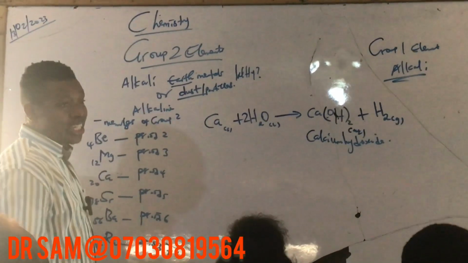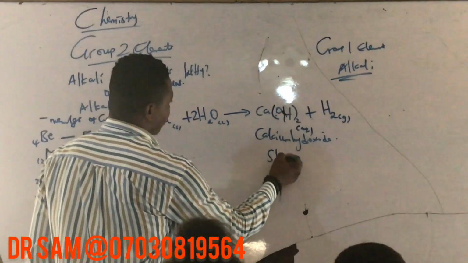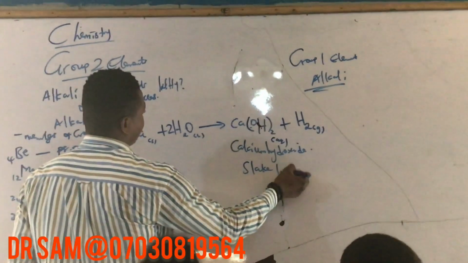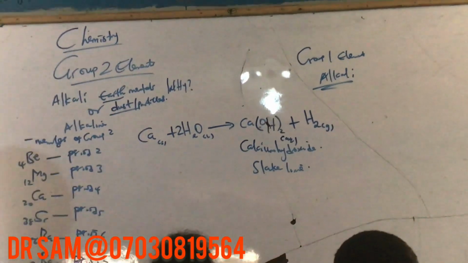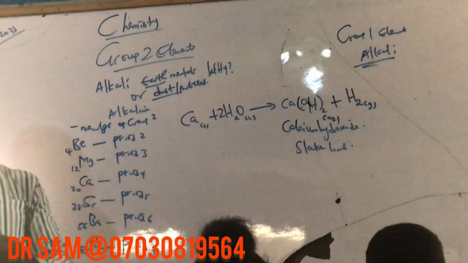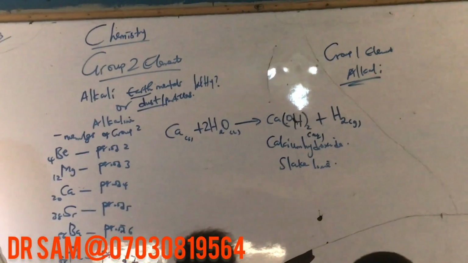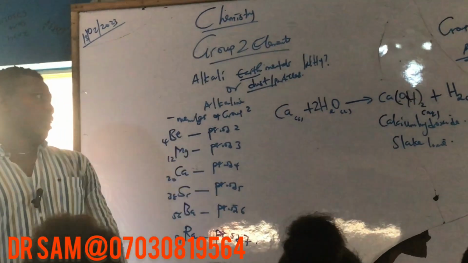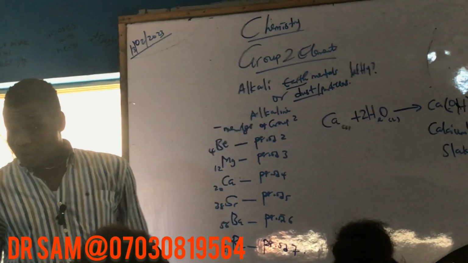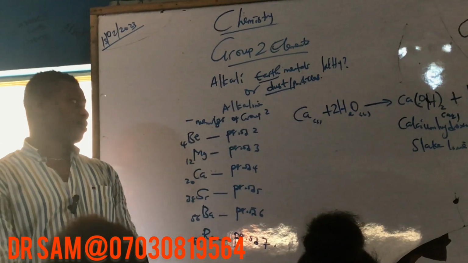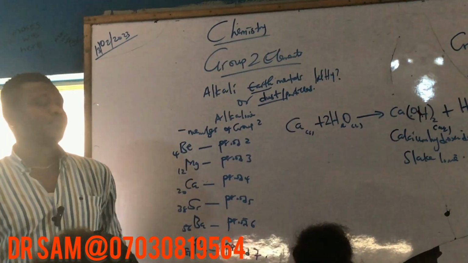We can also call it slaked lime. If you remember your lime, you remember your slaked lime, you remove the N and put L. In case you do not see calcium hydroxide in the options, JAMB can be funny and give slaked lime.